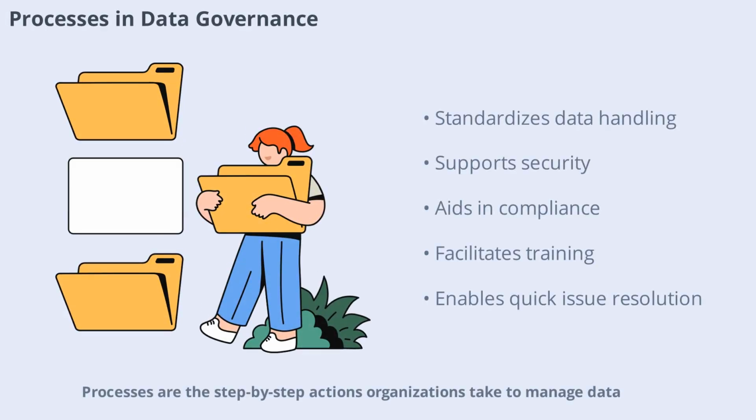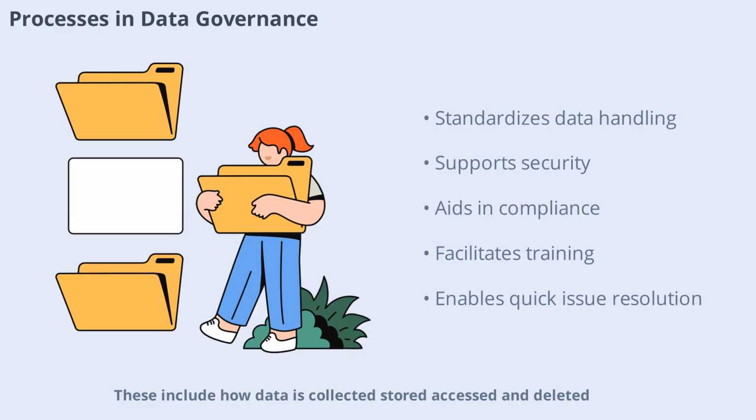Processes are the step-by-step actions organizations take to manage data. These include how data is collected, stored, accessed, and deleted. Clear processes help ensure that data is handled consistently and securely at every stage. They also make it easier to identify and fix issues quickly. Documenting these processes is essential for training new employees and maintaining compliance. Effective processes support the overall goals of data governance by making sure nothing falls through the cracks.